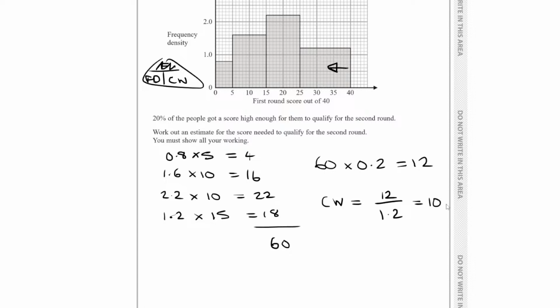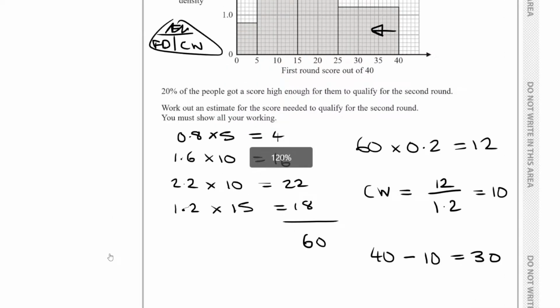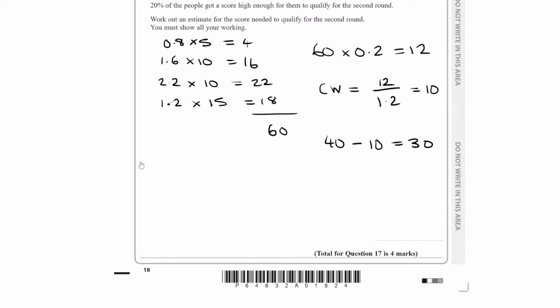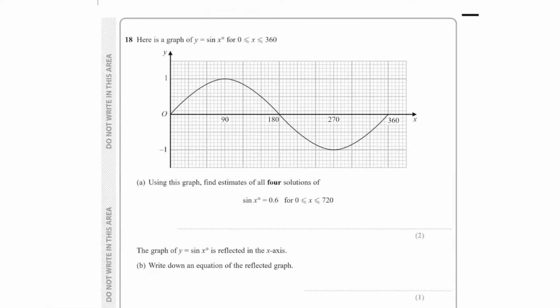So that's in terms of marks, isn't it? That's their score. However, it's not just like 10 out of 40, because it has to be the top 20%. So the last thing is you just have to remember it is 40 minus the 10, so 30 marks. 30 out of 40 would let you qualify for the second round. And that's 4 marks. But as I said, you've already technically done histograms, so hopefully that won't come up again.